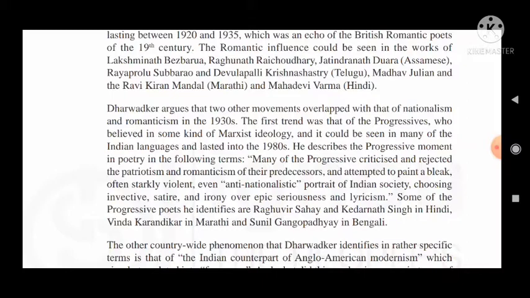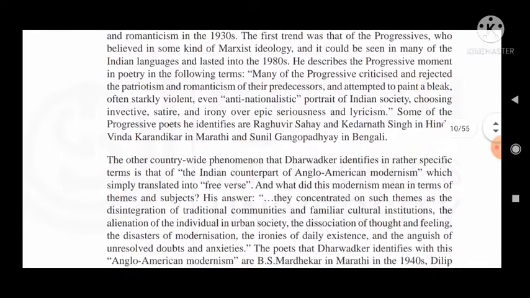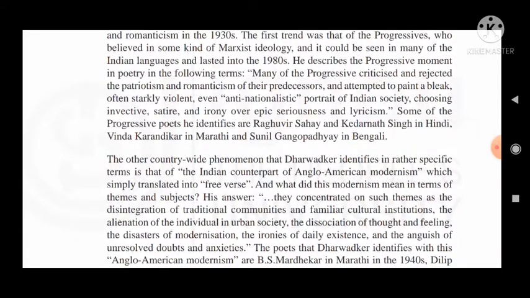Dharwadkar argues that two other movements overlapped with those of nationalism and romanticism in the 1930s. The first trend was that of the progressives, who believed in some kind of Marxist ideology. Marxist ideology could be seen in many of the Indian languages and lasted into the 1980s.